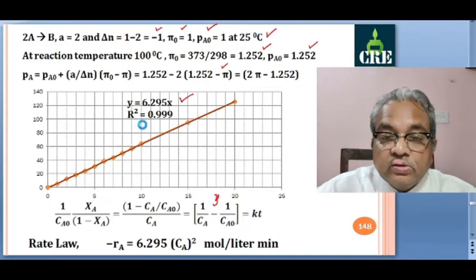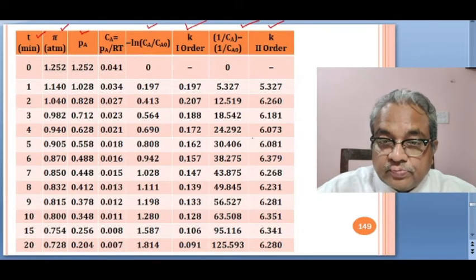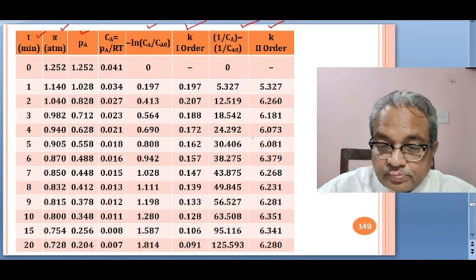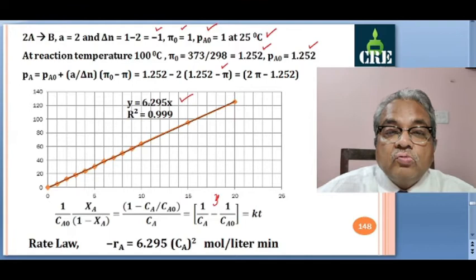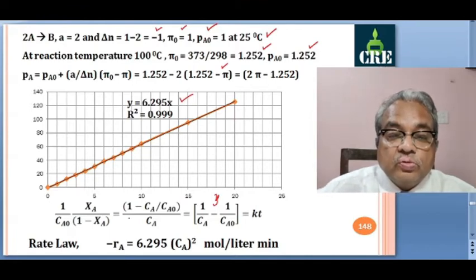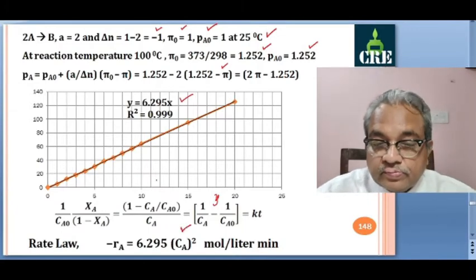6.295 is the slope, or if you take average of this mean, then also you will get the value of K around 6.295. So our rate law becomes minus Ra is equal to 6.295 Ca squared.